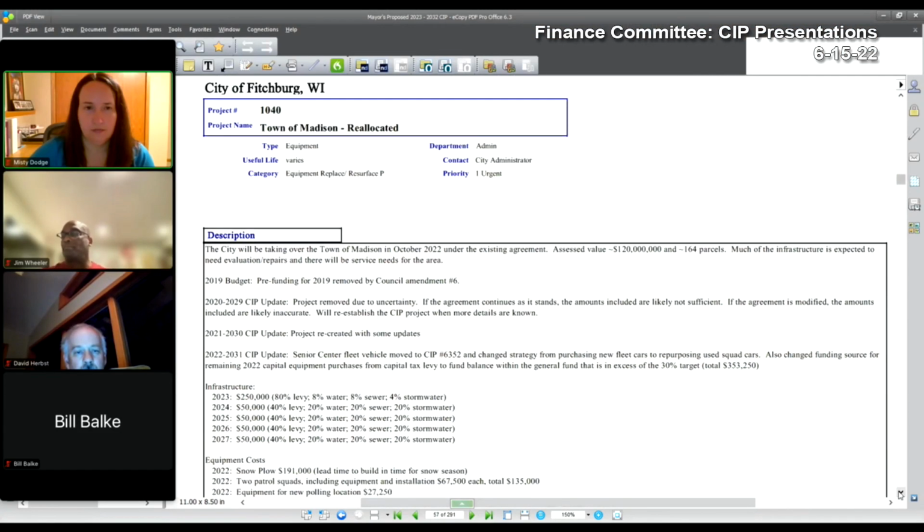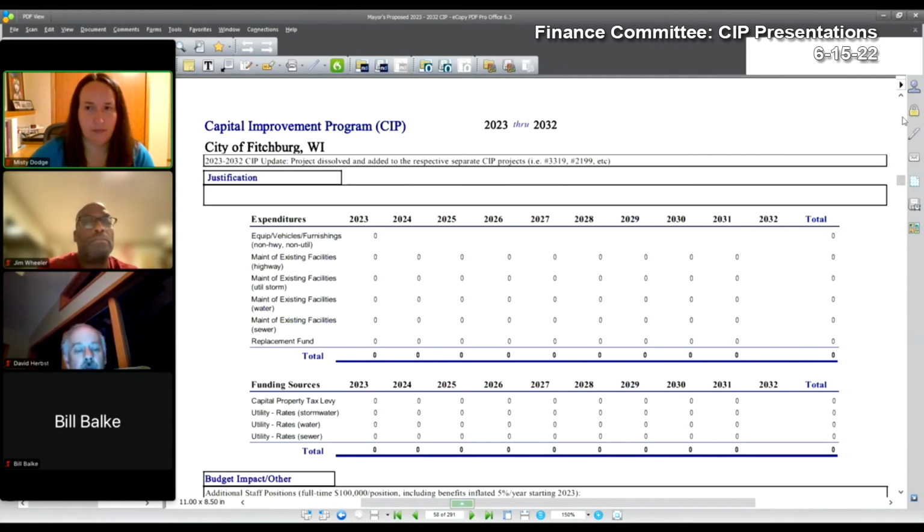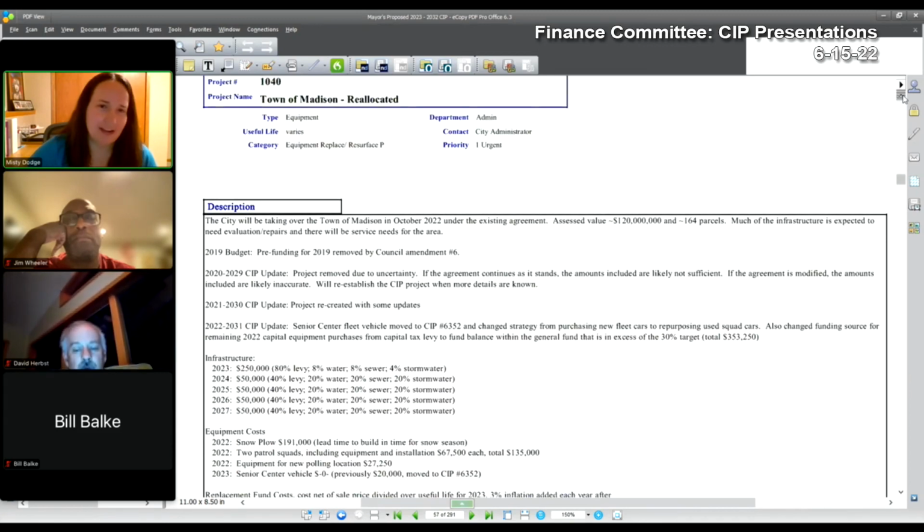Moving on. Project 1040, Town of Madison. This project obviously covers all of the anticipated expenses related to the Town of Madison attachment that is now 4.5 months away. You can see the list there of the anticipated expenditures between equipment, infrastructure, and other replacement fund costs. I would note, though, that this one was reallocated. So you notice there were increases in a variety of other projects. This project has been disbanded and added to the projects that are associated with each one of those pieces of equipment. Thank you, Misty.